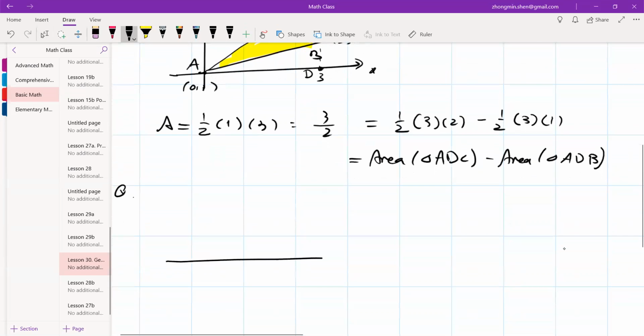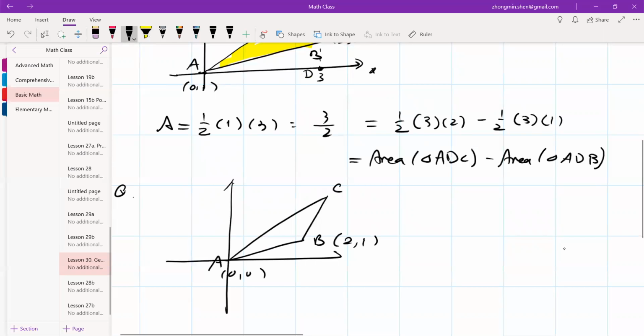Triangle. Okay, so here's A, here's B, this is C. It's 0, 0. It's 2 and 1. Here's 3 and 2, for example. Find the area of this triangle ABC.